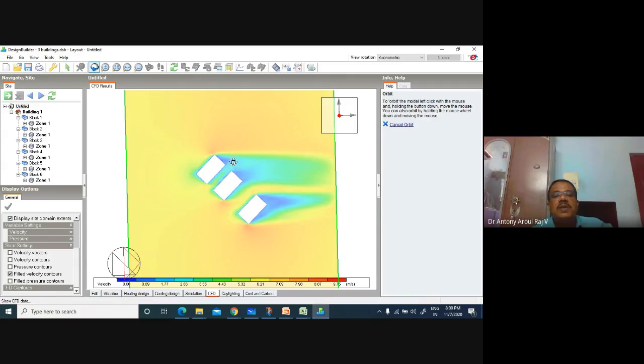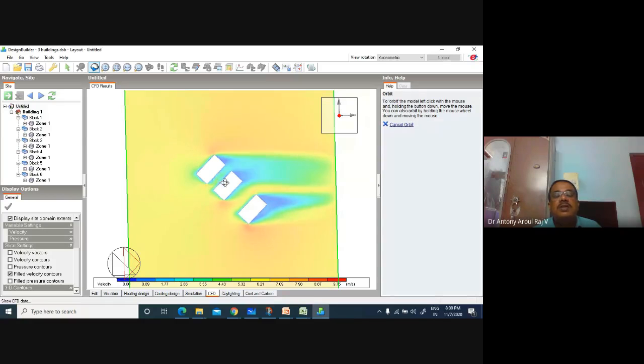You can see the first building wake is here, the second building wake is there, and for the third building the wake is separate and air is able to move inside. Since I am giving a higher gap, air is able to move inside. So if you are constructing the building like this, you can do the analysis. You should make the air move inside the building, then only ventilation will be there.